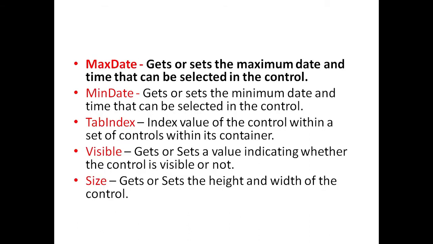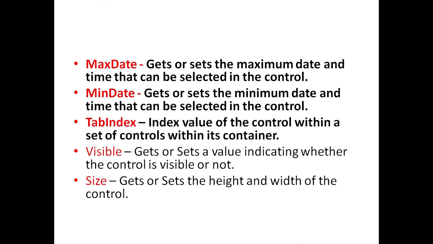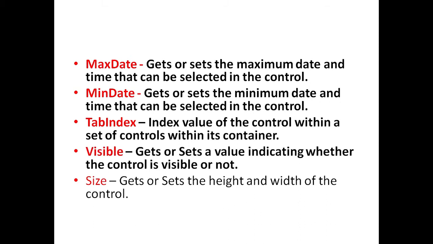Next is MaxDate, which is used to get or set the maximum date and time that can be selected from the control. MinDate is used to get or set the minimum date and time that can be selected from the control. The TabIndex property is used to set the index value of the control within its container. The Visible property is used to get or set a value indicating whether the control is visible or not. The Size property is used to get or set the height and width of the control.